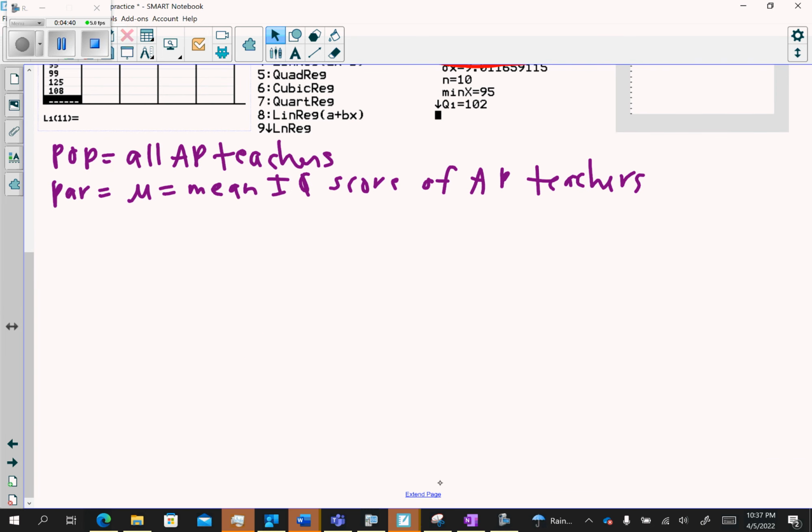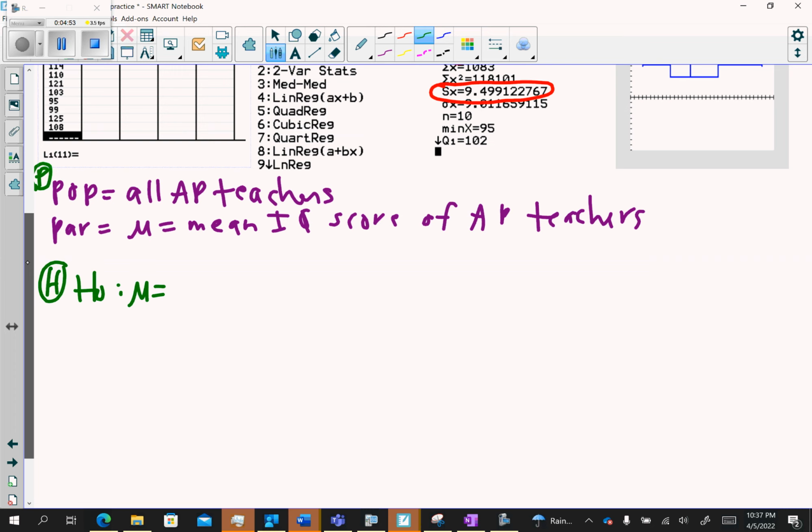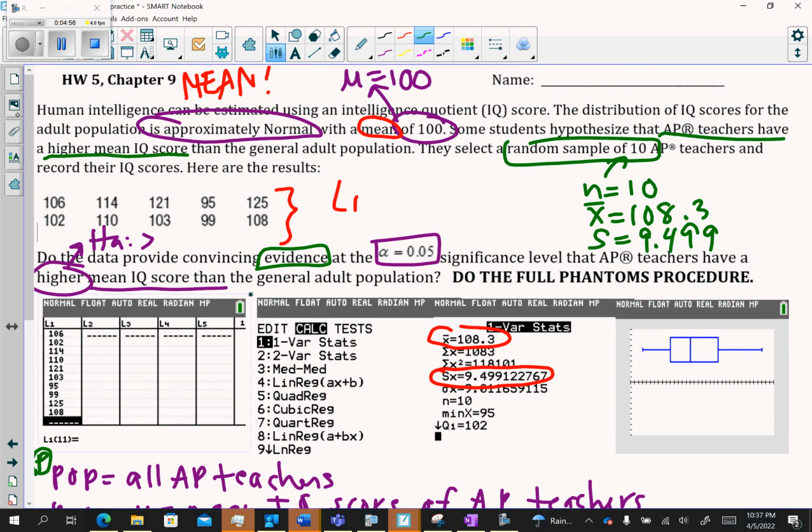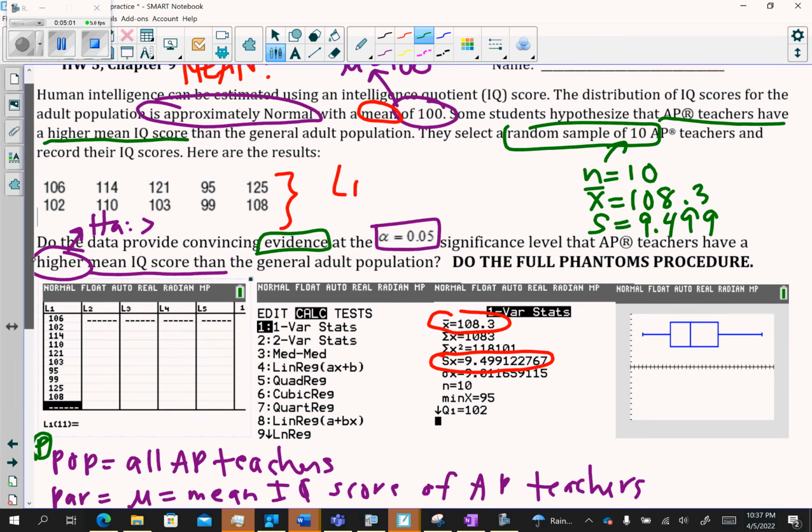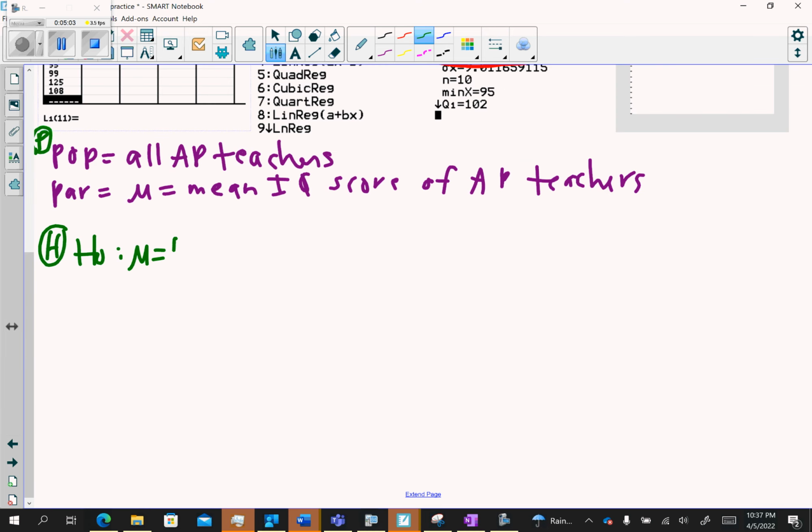All right, so now we're going to do our H step. That's the hypothesis step. So H, this is P. All right, so your H0 should have been mu equals whatever the mean was of all teachers. Oh, it said that the distribution of IQ scores for all adults was 100. So that is the general IQ of the general population. And then the alternative is the mean is greater than 100 because we're assuming that the mean IQ score of the AP teacher should be higher than the general population.